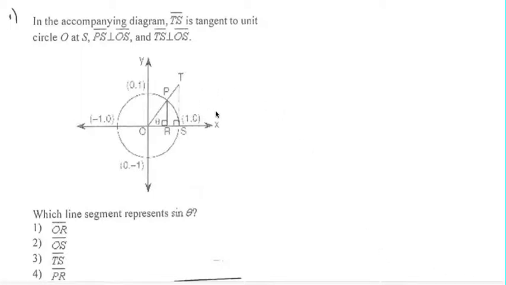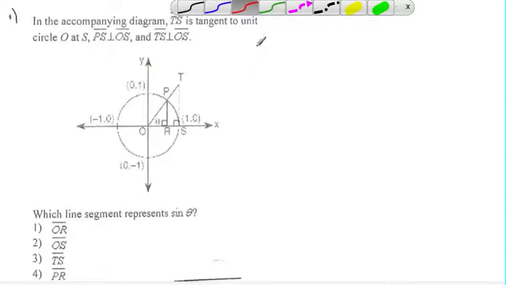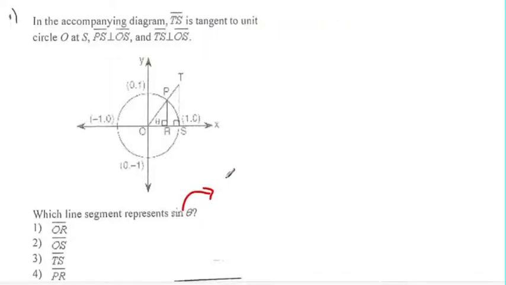Okay, so let's look at the next set of questions for the Algebra 2 and trigonometry. Let's get started here. We have TS as the tangent to this unit circle. Which line segment represents sine? Sine of theta represents the y value, and cosine of theta is the x value. So the y value on the unit circle is this line segment, PR. So PR will be our answer.